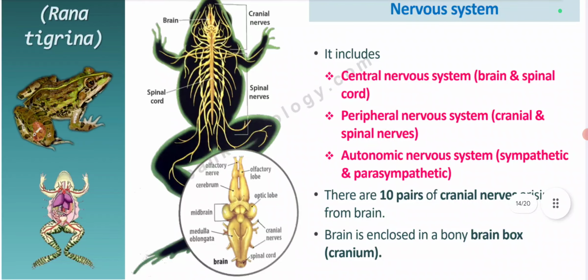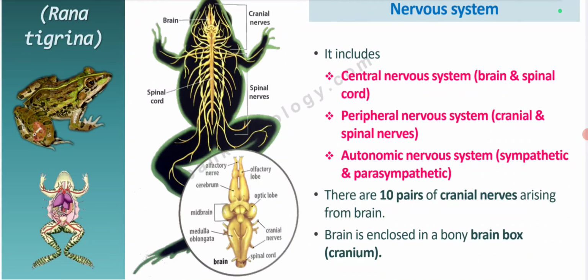Nervous system, it includes CNS, PNS and ANS. CNS means central nervous system, brain and spinal cord. PNS, peripheral nervous system, cranial and spinal nerves. Autonomic nervous system, sympathetic and parasympathetic.